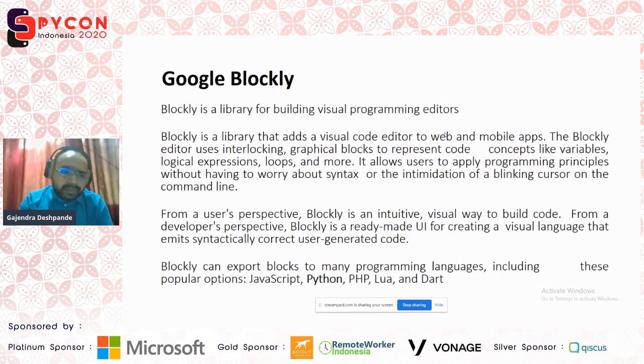and execute. From the user's perspective, Blockly is an intuitive visual way to build code. From the developer's perspective, Blockly is a ready-made user interface for creating a visual language that emits syntactically correct user-generated code. Blockly can support many programming languages, including the popular options. For example, it supports JavaScript, Python, PHP, Lua, and Dart. These are the languages supported by Google Blockly.